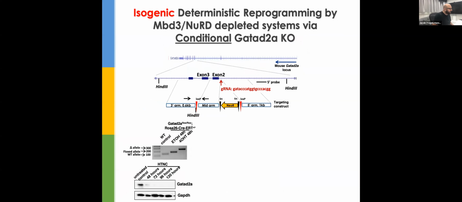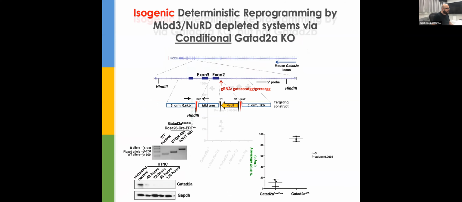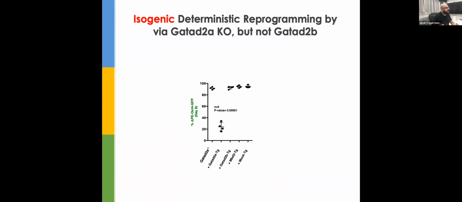So actually, I want to skip this part. What's also been interesting for us is that we wanted to look at Gatad2a versus Gatad2b, because Gatad2b is very similar to Gatad2a, but also only has a difference in the C terminus, because the A has this kind of free self-organizing domain in it.